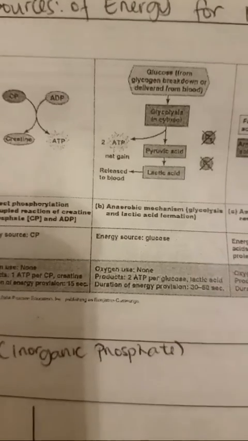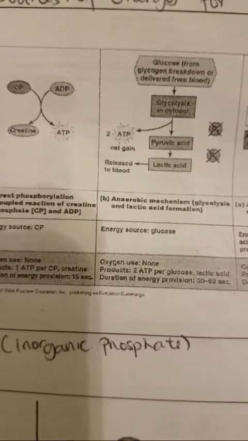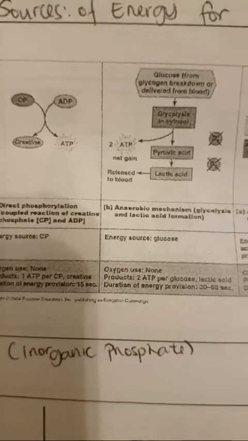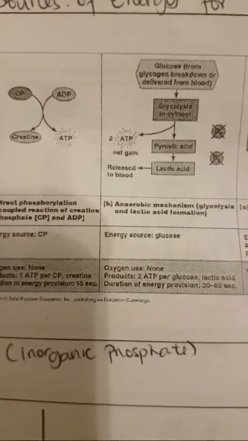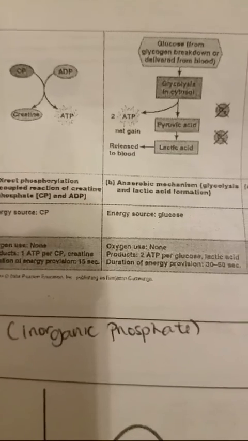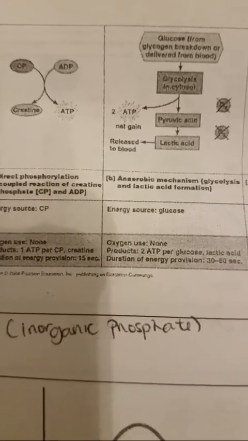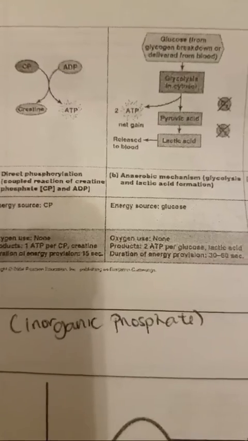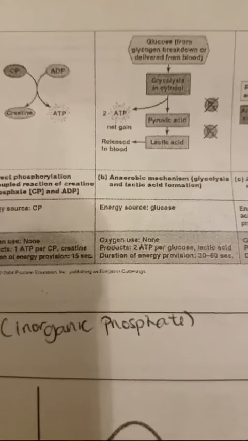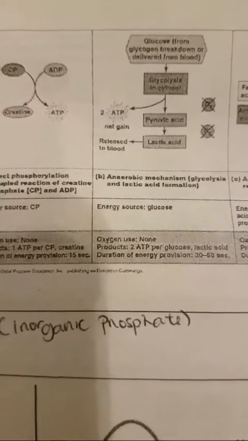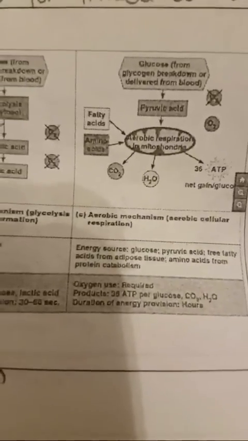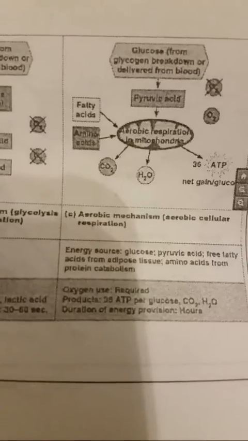Then after that, glucose from glycogen breakdown or delivered from blood. Glycolysis in the cytosol. Pyruvic acid, lactic acid, 2 ATP, lactic acid released to blood. This is the anaerobic mechanism, glycolysis and lactic acid formation. The energy source is glucose, oxygen use: none. Products: 2 ATP per glucose, lactic acid. Duration of energy provided: 30 to 60 seconds.